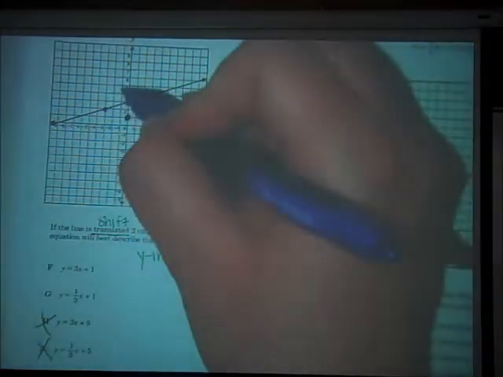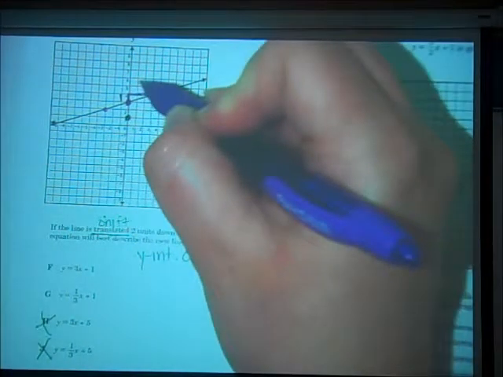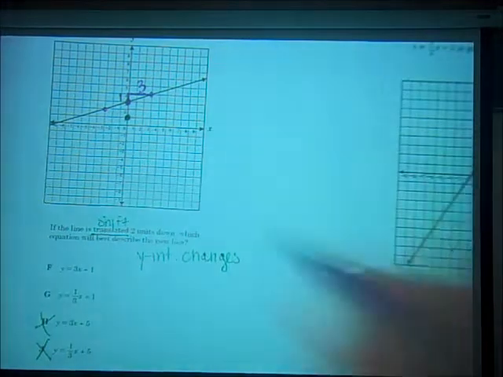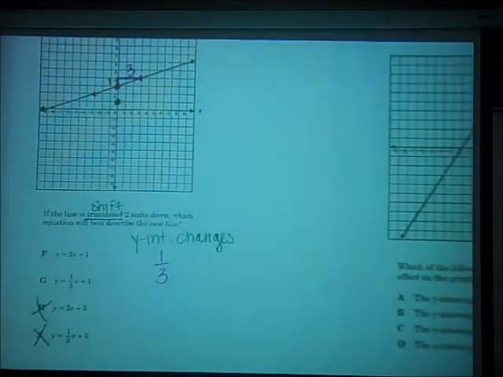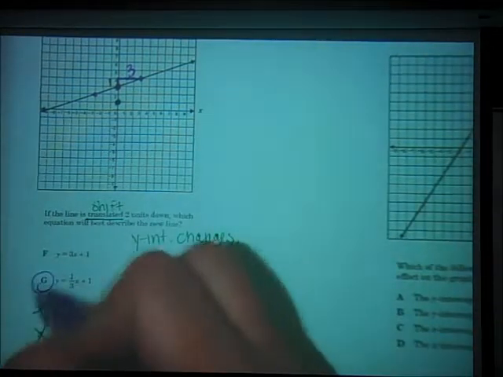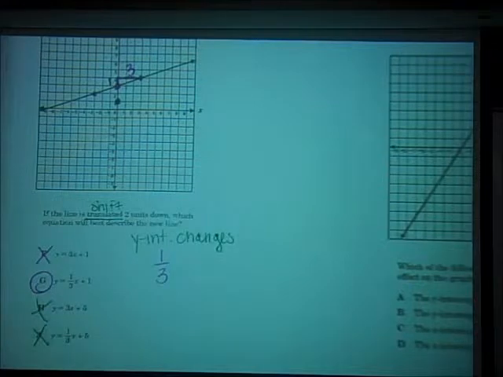So my rise is 1. My run is 1, 2, 3. And I was going up and right. They're both positive directions. So my old slope, and the same slope, is 1/3. So G would be my correct answer. F would not be right because F shows the slope changing.